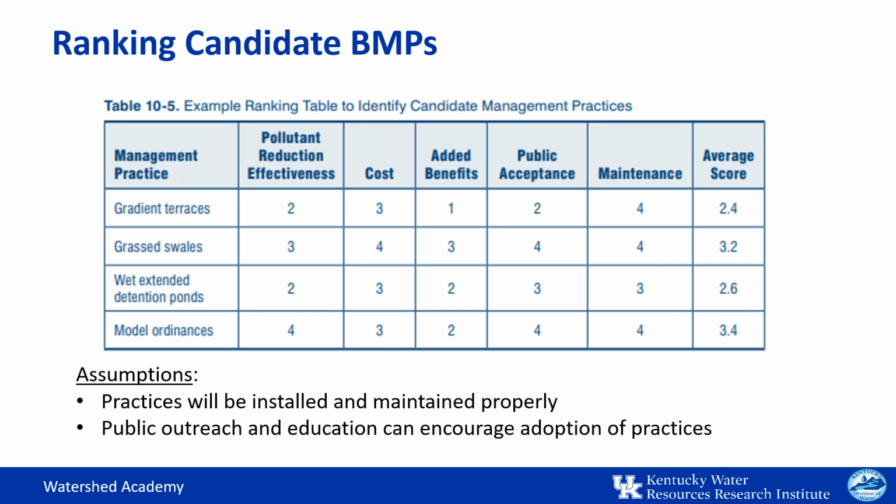Once you've collected all this information, it may be helpful for you to create a ranking table with the evaluation criteria you've considered. This example provides subjective ratings of 1 to 4, with 1 being the lowest and 4 being the highest. It's assumed that there is proper installation and maintenance of the BMPs and accompanying education and outreach to encourage adoption. Averages of the BMP scores can help with selecting practices for implementation. You can present these summary scores to your stakeholder groups to assist them with the final selection process. If they disagree with some of the ratings, be sure to make changes to reflect the local input.